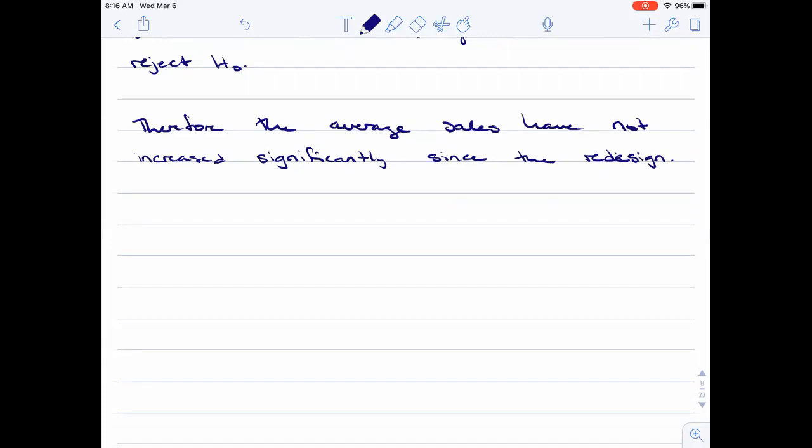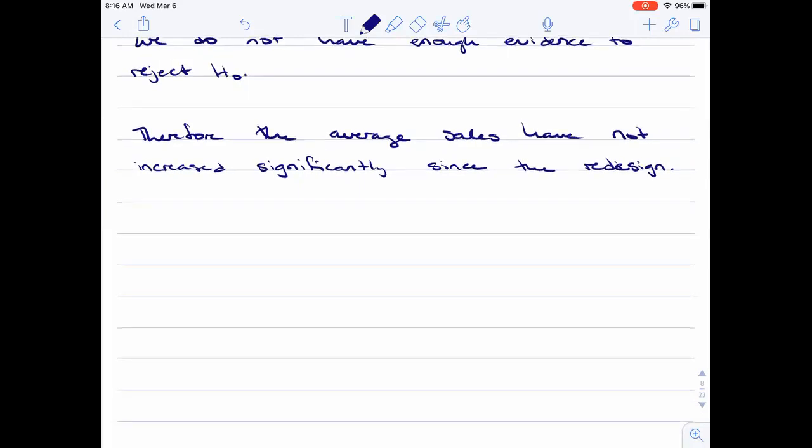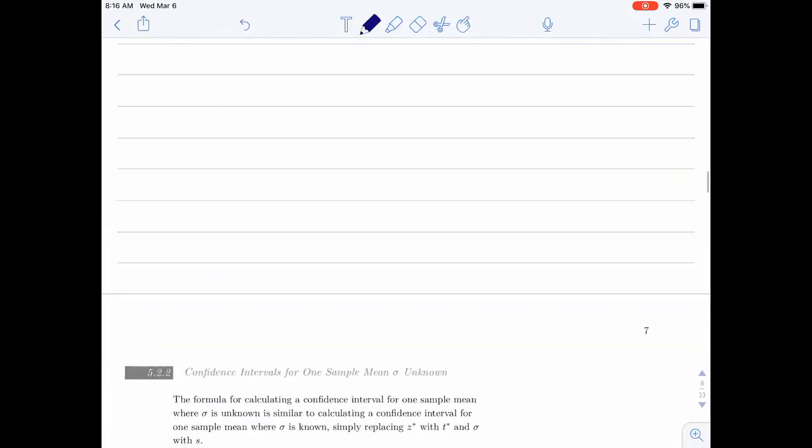Probably not good news for the consultant, but that's just what the data is telling us. Any questions about that one? So now we've done 2 examples together of hypothesis testing for one sample mean, sigma unknown.